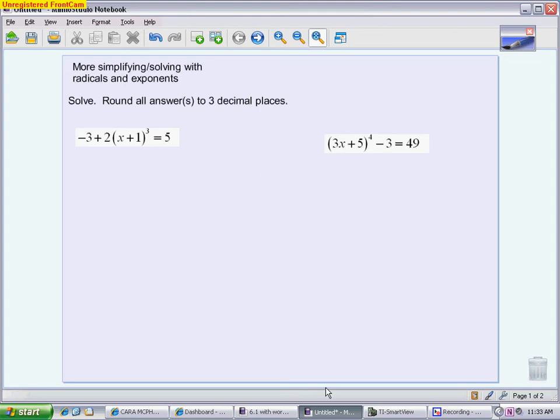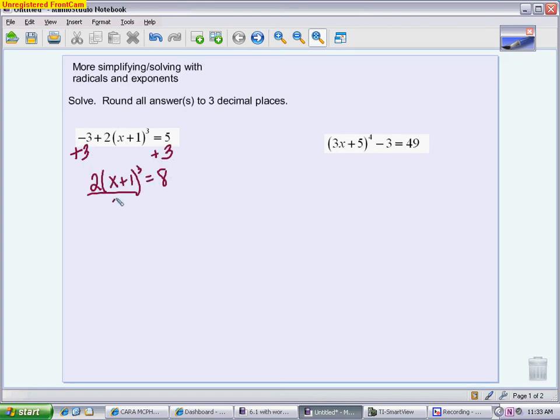So first thing you have here is two equations you're asked to solve and then round any answer or answers that you get to two decimal places. So the first thing we want to do is isolate the piece that has the power to it. I need to move the minus 3 first, so I'm going to add 3 to both sides. That's going to give me 2 times the quantity x plus 1 cubed equals 8.